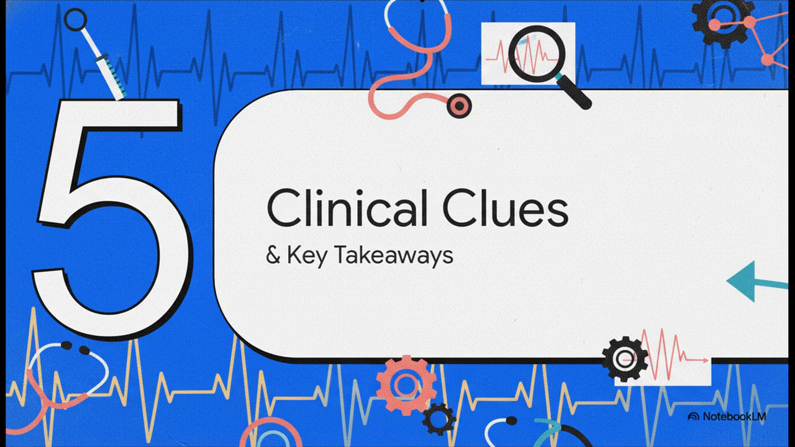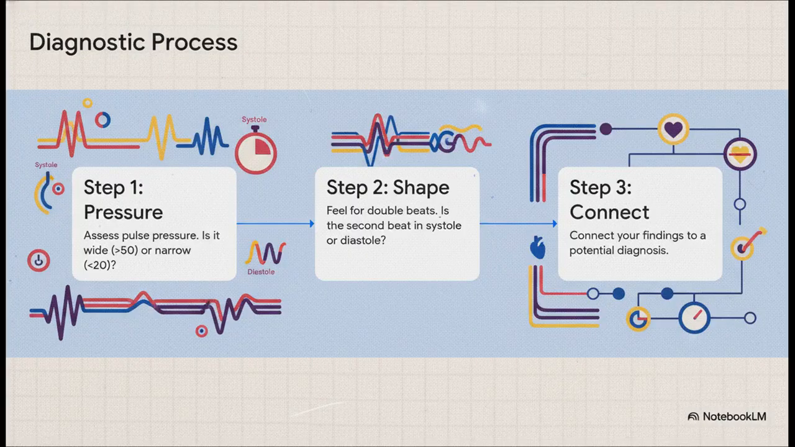Okay, we've covered the pressure extremes, we've solved the double beat dilemma. Now let's pull it all together into a really practical framework that you can actually use to connect what you're feeling to what might be going on with your patient. Think of it like this, a simple 3-step process at the bedside. Step 1, assess the pulse pressure. Is it wide or is it narrow? Step 2, feel the shape. Is there a double beat? And if there is, time that second beat. Is it systolic or diastolic? And finally, step 3, use those 2 pieces of information to connect to a likely diagnosis.